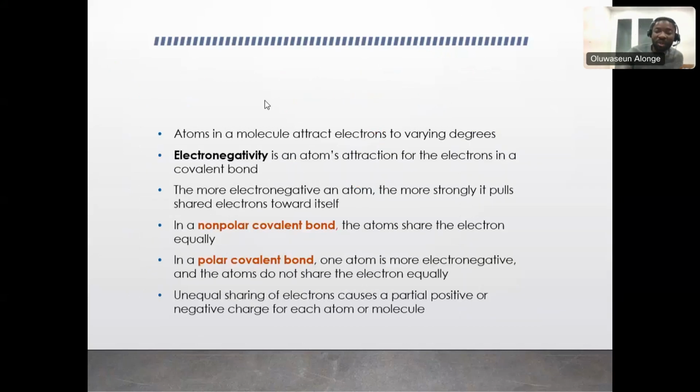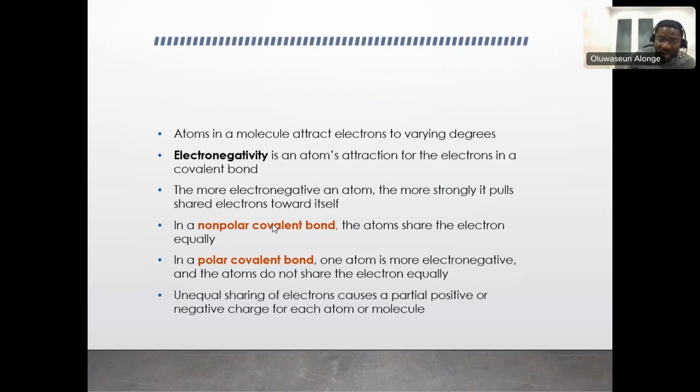Now, this is what I was talking about with electrons. An atom in a molecule attracts electrons to varying degrees. There are different levels of attraction to electrons. Electronegative elements are going to attract electrons more, and that is where oxygen falls. So the more electronegative an element is, the more strongly it will pull electrons when needs be.